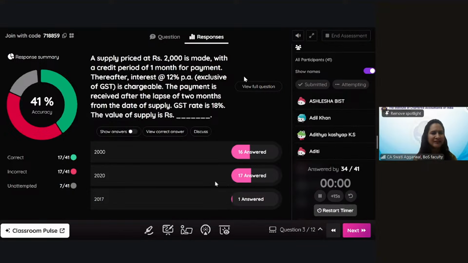So, GST after applying interest, the value of supply comes to 2020. Assuming the interest is already given that it is exclusive of GST. I hope that it is clear to you. Now let's move to the next question.